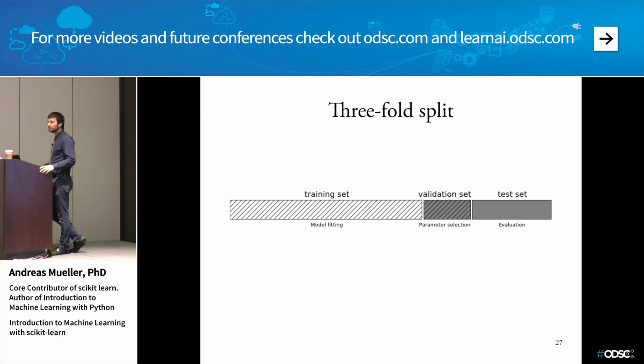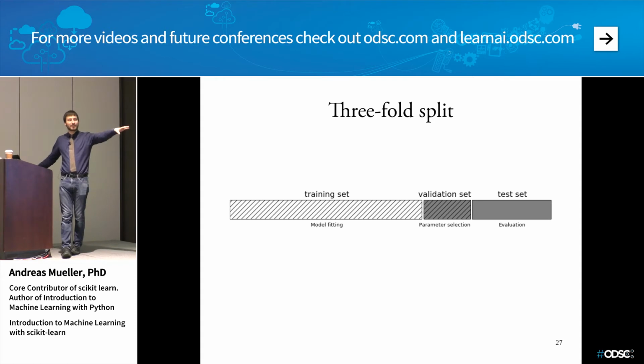Question. Once you're done with validation and selected your parameters, would you train over the whole training set plus the validation set, or just the training set? Yeah. So the question is, let's say I trained my model, I validated, I found a good parameter setting. Will I retrain my model on training and validation set? And the answer is usually yes. And scikit-learn will actually do this automatically for you. And we'll come to that in a second.